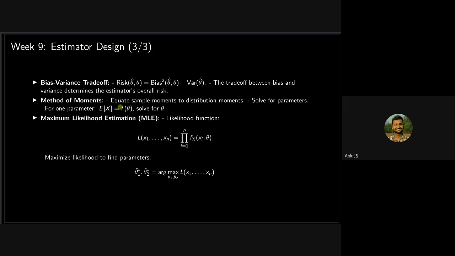Method of moments: there is something called moments. Moments are simply expected values of the random variable. The expected value of x is the first moment. The expected value of x squared is the second moment, and so on. There are distribution moments, and there are sample moments.